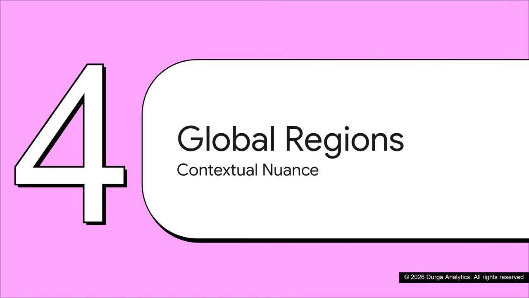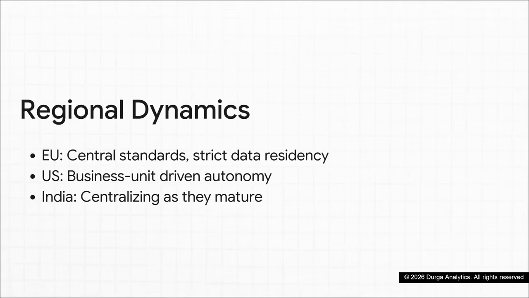Let's wrap up with Section 4, Adapting to Global Regions, because real-world context adds a lot of nuance here. Geographic borders completely change the game. Over in the European Union, incredibly strict GDPR rules and the need to respect cross-border data residency practically force strong central standards, with execution federated only within specific countries. The United States, conversely, is heavily business unit-driven. You see very strong federated autonomy, and the central function is mostly there just to coordinate standards and complex regulatory reporting like SR 11-7.